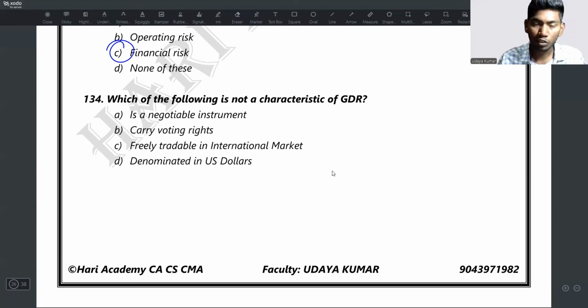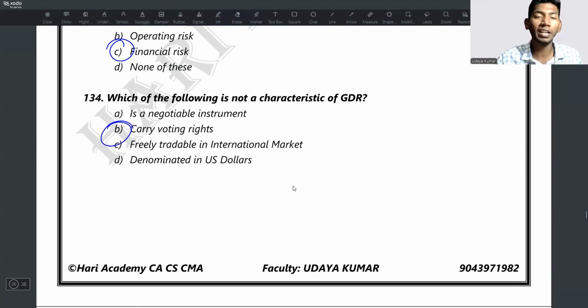And moving to option D, denominated in US dollars. GDRs are usually denominated in US dollars or any other major foreign currency. However, GDRs do not carry voting rights directly, because they represent shares of a foreign company and the holders of GDRs typically do not have direct voting rights in the company. Instead, the depository bank holding the underlying shares may exercise the voting rights, but these are not passed on to the GDR holders. So option B is the not a characteristic.